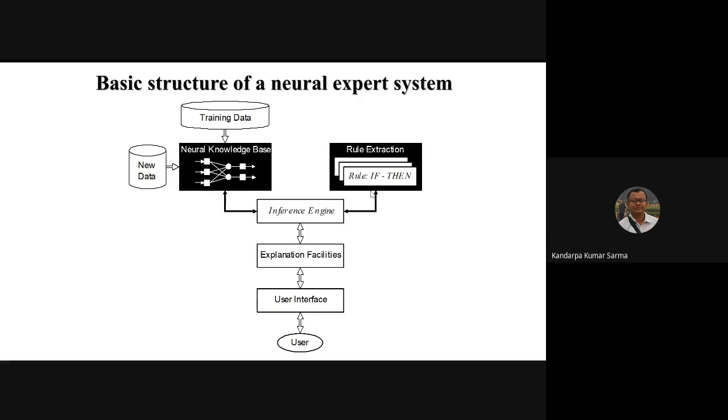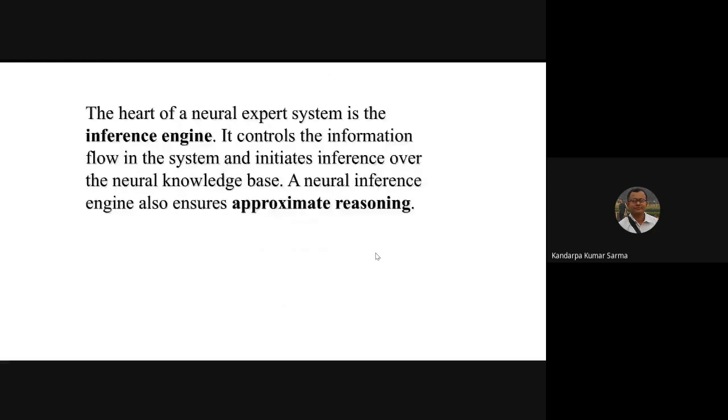Then we have a decision-making block. Then we have the explanation facilities. Then we have the user interface that will be communicating with the user. So the heart of a neural expert system is the inference block. It controls the information flow in the system and initiates decision making throughout the neural knowledge base.